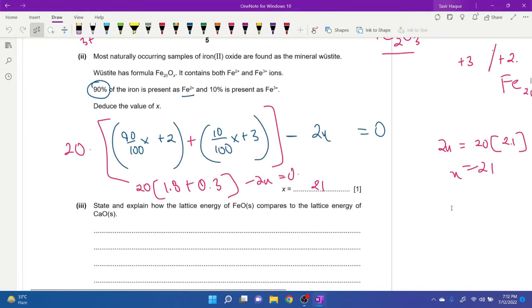Moving on to the next part of question number 2. Most naturally occurring samples of iron 2 oxide are found as the mineral wüstite. I don't know the exact pronunciation. It's German or something. So wüstite has the formula Fe20OX. It contains both Fe2 plus and Fe3 plus. 90% of the iron is present as Fe2 plus and 10% is present as Fe3 plus.